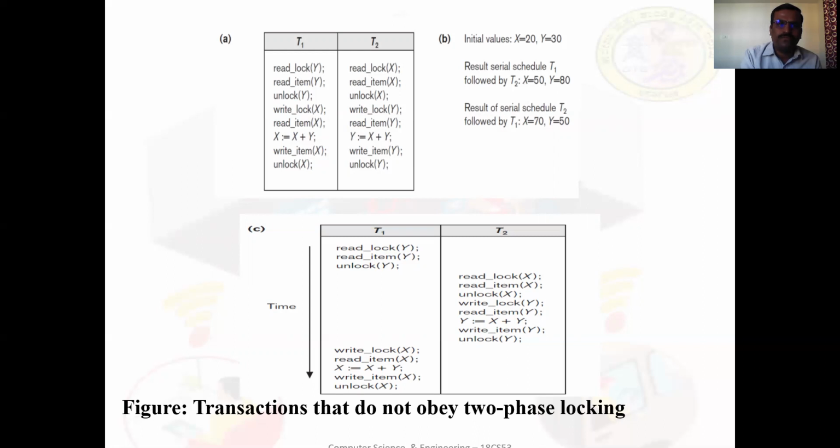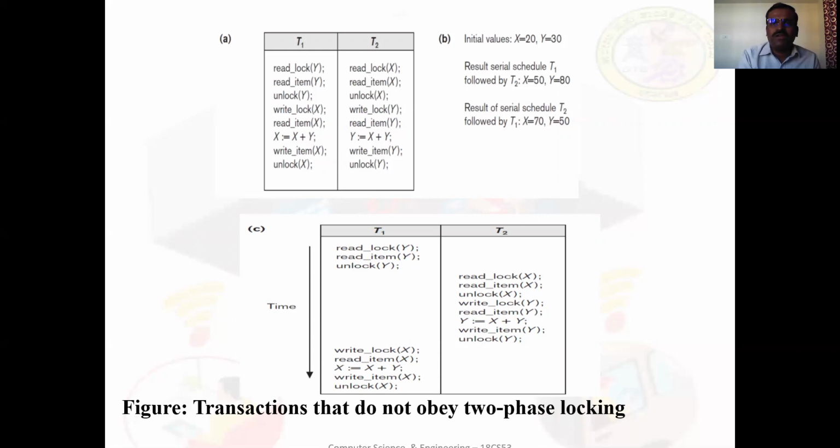Plus 30 is equal to 50. X is equal to 50. Then write item X.